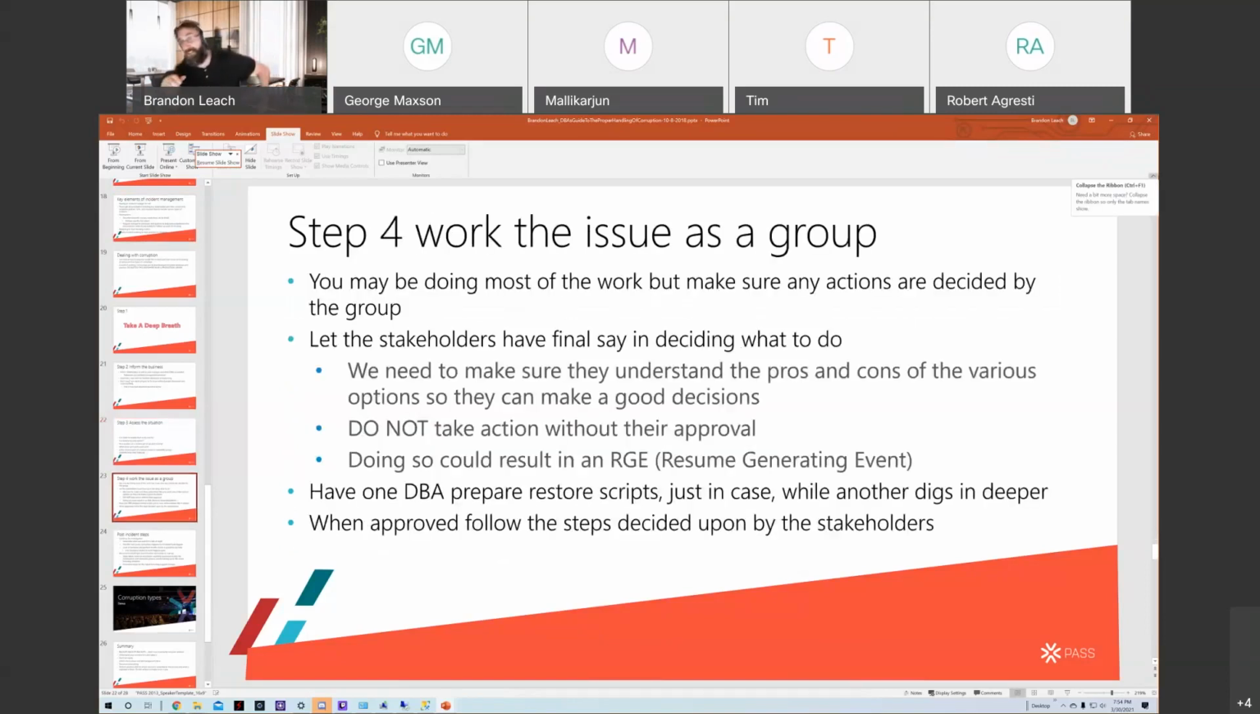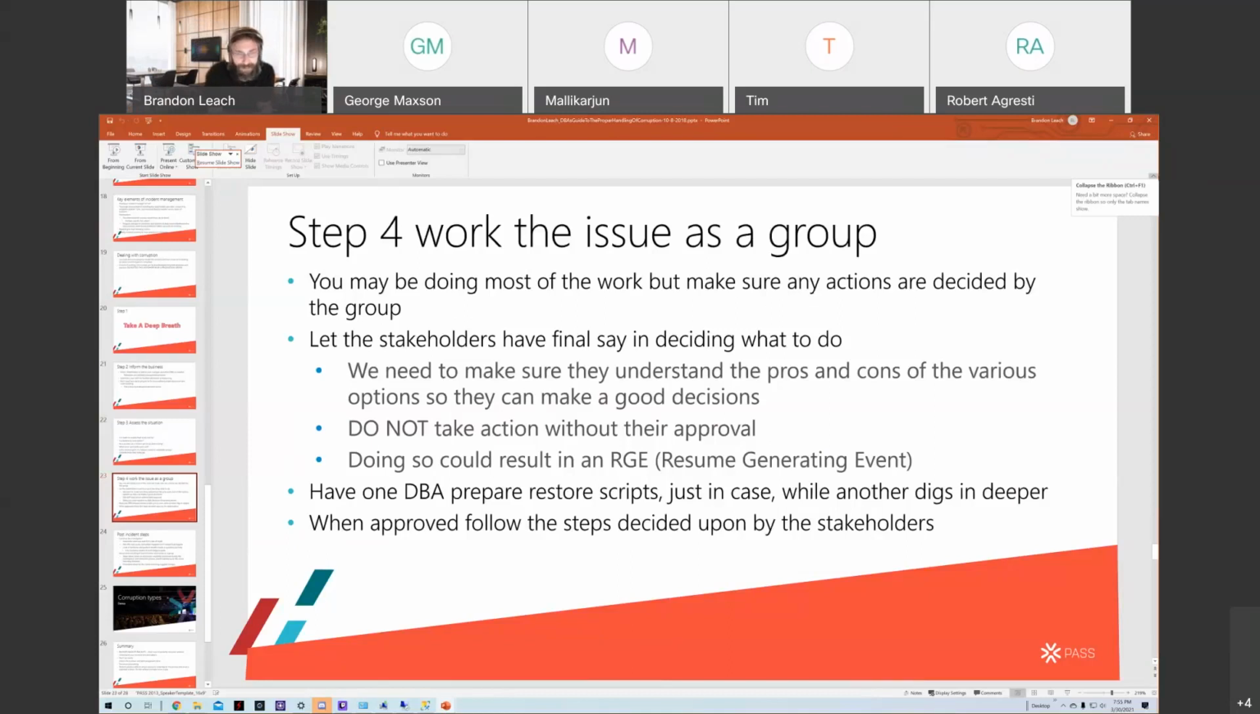It's also important to make sure that you're working the issue as a group, right? You're going to be doing the bulk of the work, but it's a group decision. That way, people can't come back later and say, hey, you did X and it caused these problems, right? You'll be like, this was a group decision made in the best interest of resolving an incident, right? It protects you. It protects the other people there. And overall will lead you to better decisions, right?